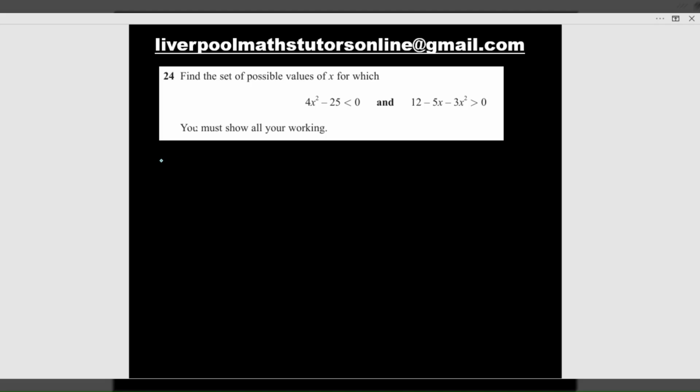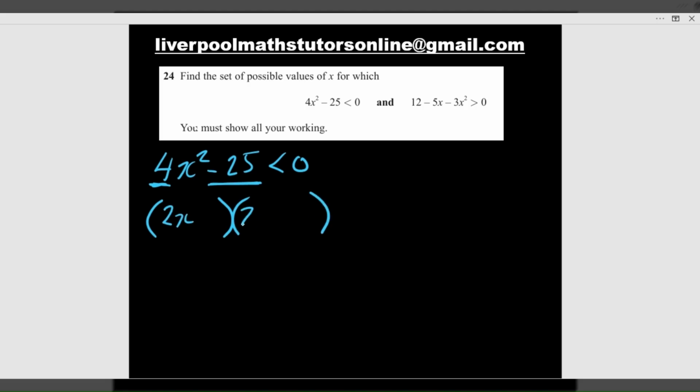All right, looking at the first inequality, I've got 4x squared minus 25 is smaller than 0. Straight away, I've got a squared number there. I've got a squared number there. So I can see that that's the difference of 2 squares. So that one's going to be 2x and that will be 2x. And then this bit here is going to be 5 and 5. I make that a plus and a minus. So that's just a dead standard difference of 2 squares thing.